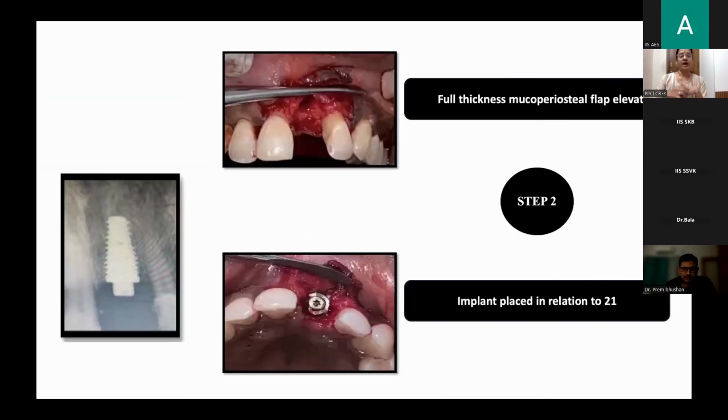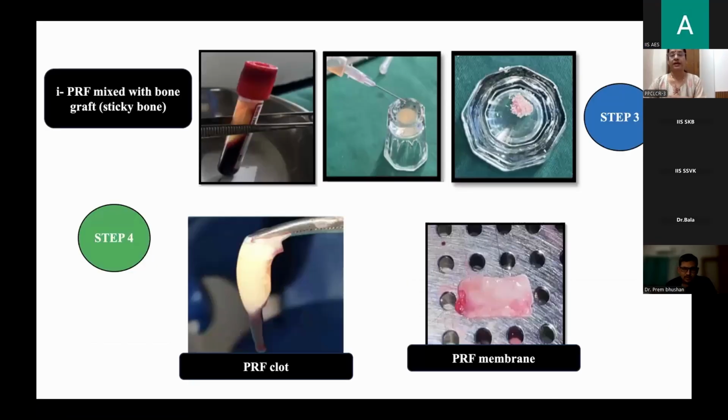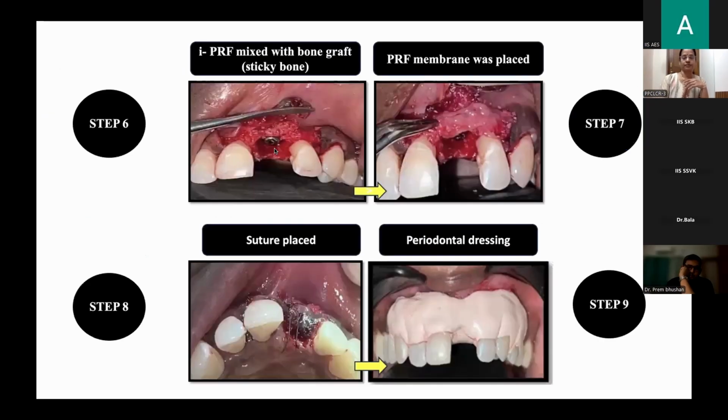Then preparation of IPRF and the PRF membrane. For both preparations, 20 ml of blood was collected, and 10 ml of blood was taken in a test tube, centrifuged at 700 RPM for 3 minutes to obtain IPRF. You will have the formation of a yellow fluid, which was then mixed with the particulate bone graft to form sticky bone. The other 10 ml was then centrifuged at 3000 RPM for 12 minutes to form a PRF clot, which was then compressed into a membrane using a platelet box.